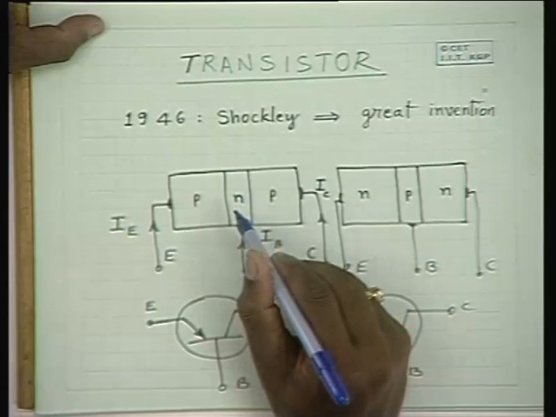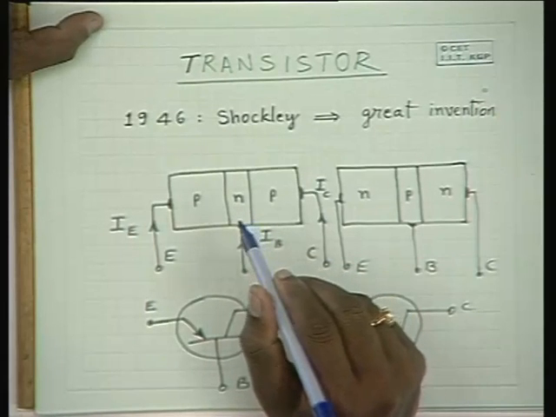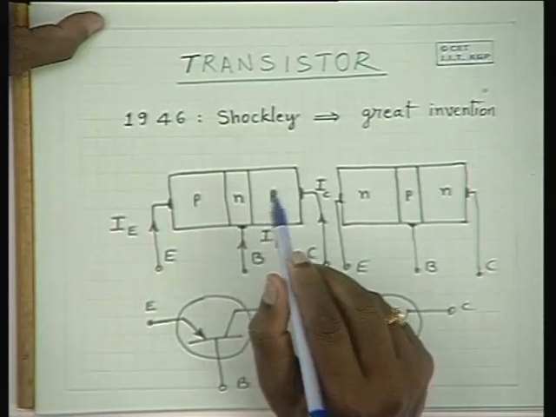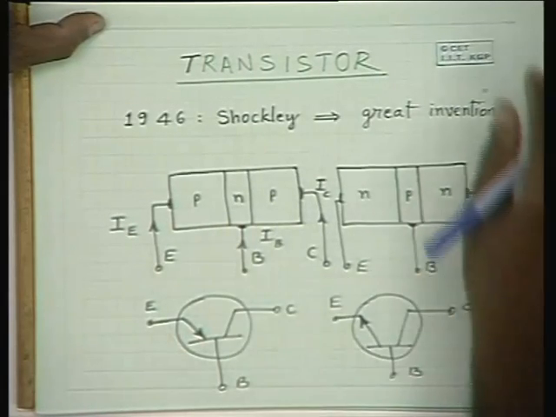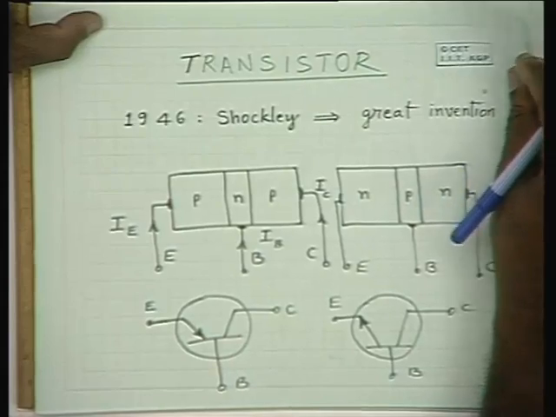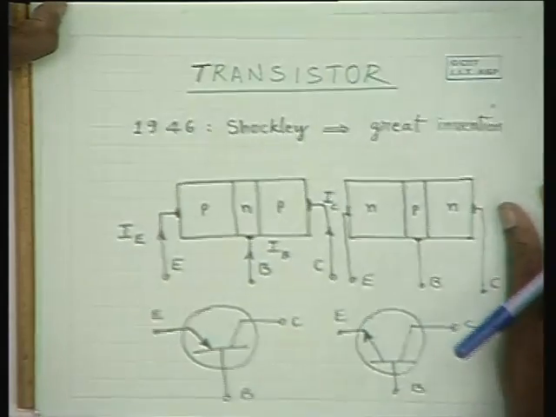Usually the base material thickness is maintained very low, so that the transport phenomenon occurs in a transistor. We shall see what this transport phenomenon is in the next lecture, subsequently.